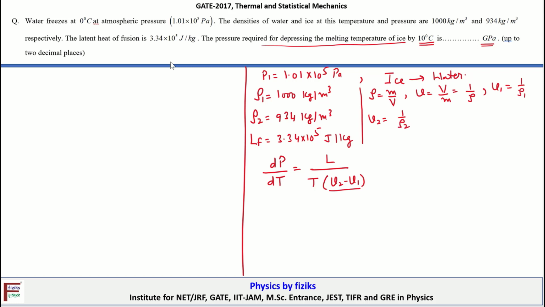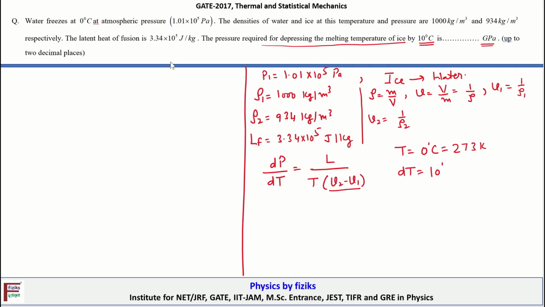Now we can easily solve this problem, because the latent heat of fusion is given to us, and the temperature T is 0 degree Celsius, which means it is going to be 273 Kelvin. And what is the dT? The change in temperature that we need to consider is 10 Kelvin.